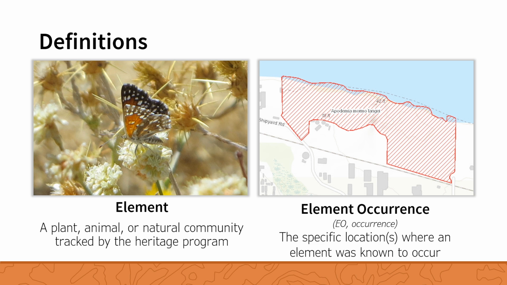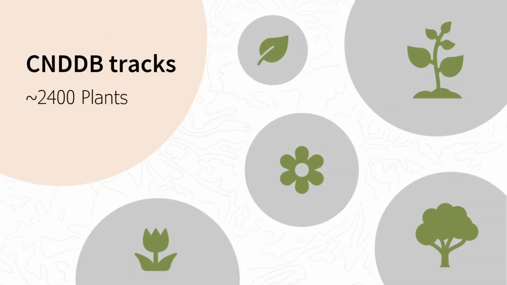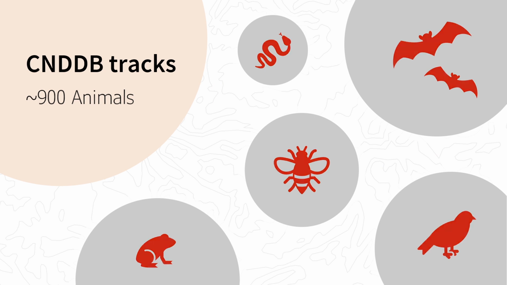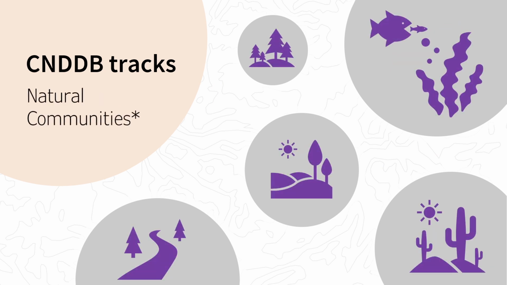So what types of elements are tracked by CNDDB? Currently we track about 2,400 types of plants, about 900 types of animals, and for the first 20 years of the CNDDB's existence, there was an effort to map occurrences of rare natural communities. That work's been replaced by VegCamp, which maps all vegetation types, not just rare vegetation communities.